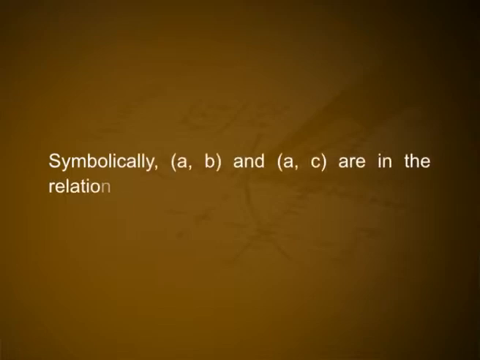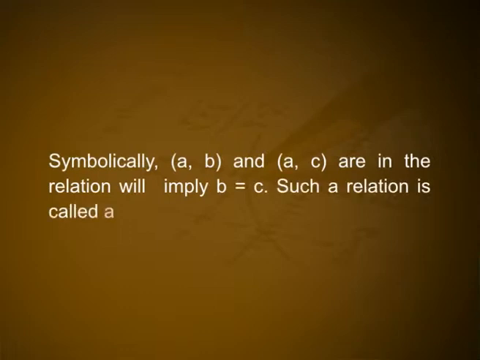When stated formally, there are relations in which the conditions A related to B and A related to C together will imply B equals C. Symbolically, ordered pair (A, B) and ordered pair (A, C) in the relation will imply B equals C. Such a relation is called a function.